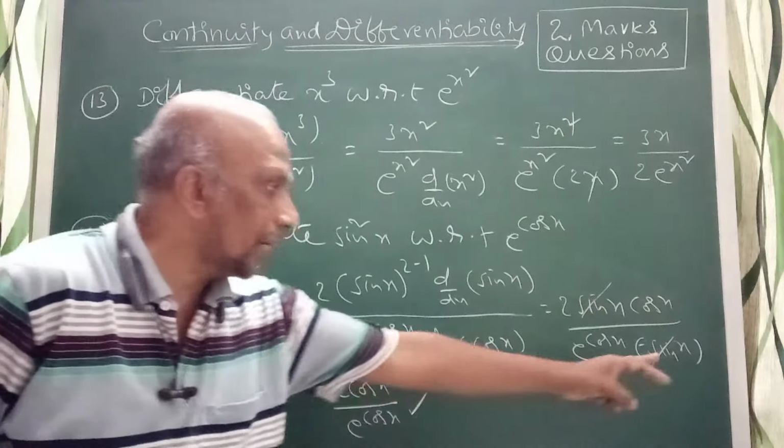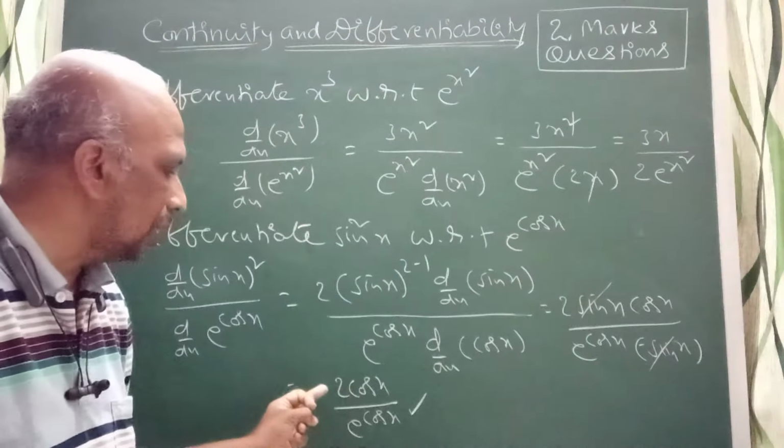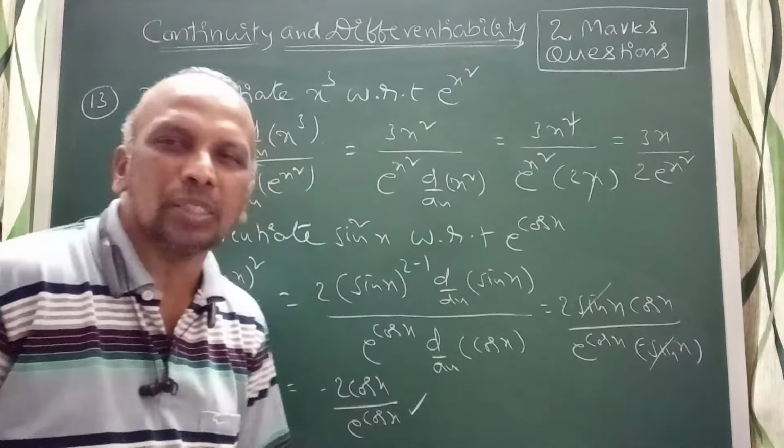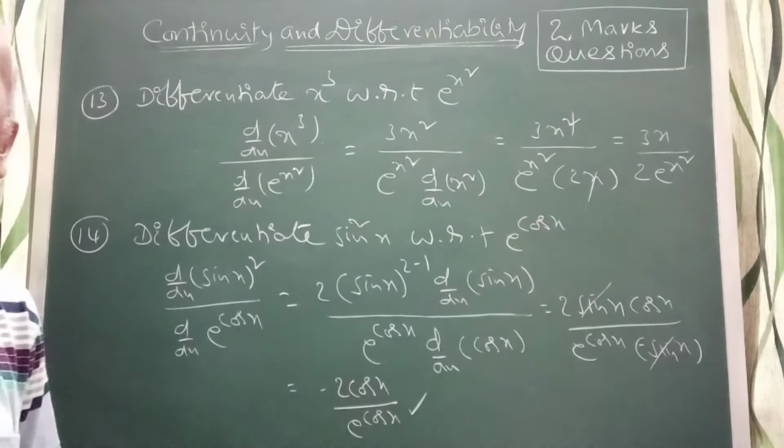Derivative of cos x is minus sin x. Sin x gets cancelled. This minus, I can write here, minus 2 cos x by e power cos x. This will be the required answer. I will explain the next problem now.